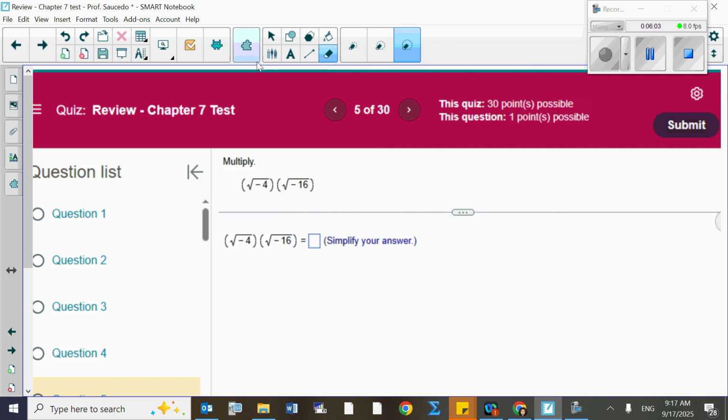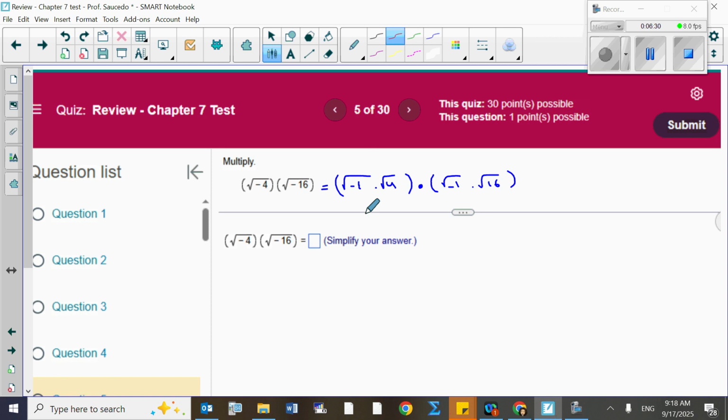Okay, now we're going to multiply these two. Again, since we know we cannot have a negative under the radical, we're going to write this as a complex number. So square root of negative 4 is square root of negative 1 times square root of 4. That's the first one. The second one is square root of negative 1 times the square root of 16. And I'm going to write this as i. Square root of negative 1 is i. This is also i. This one is 2.